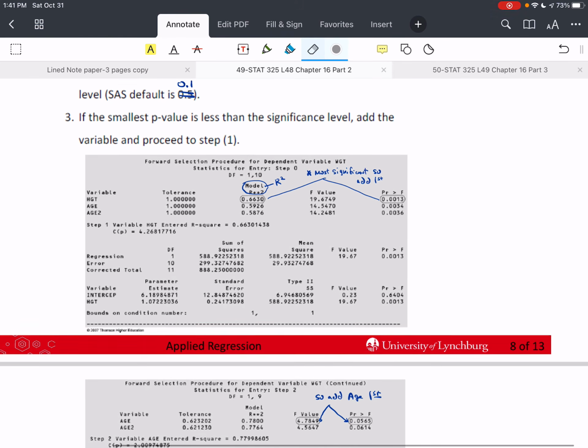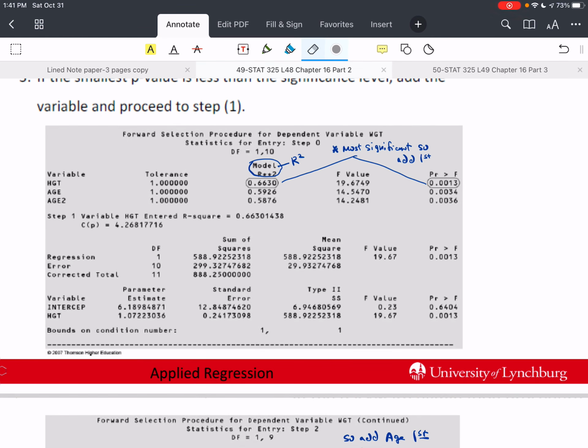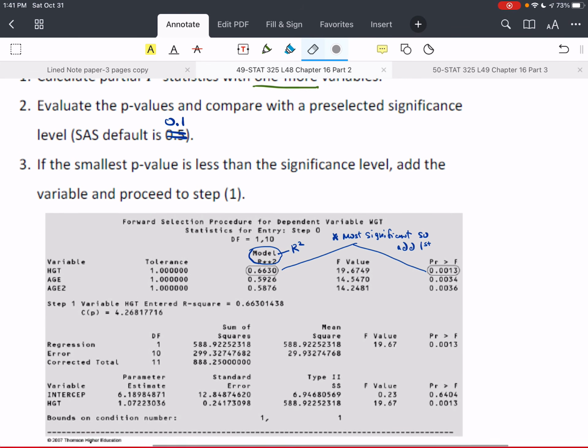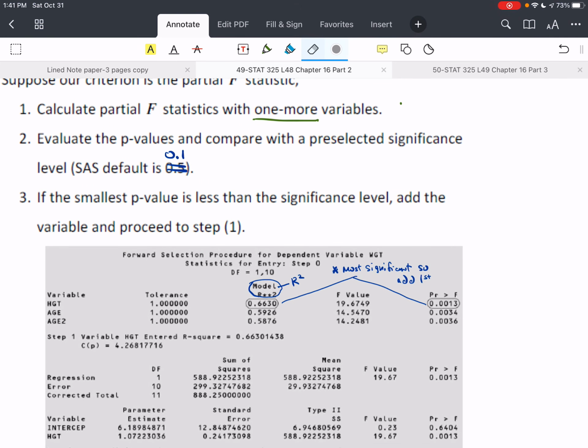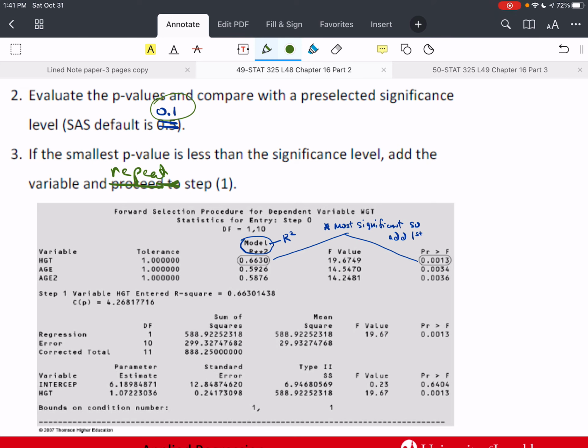So we looked at this in step 1: if we have one or more variables, evaluate the p-values and compare with the pre-selected significance level. In this case, it was 0.1. If the smallest p-value is less than the significance level, add that variable to the model and go back to step 1 and repeat. "Repeat step 1" might be a better way to say that, instead of "proceed," because it sounds like you're going forward, but then it's saying step 1, which is backwards.